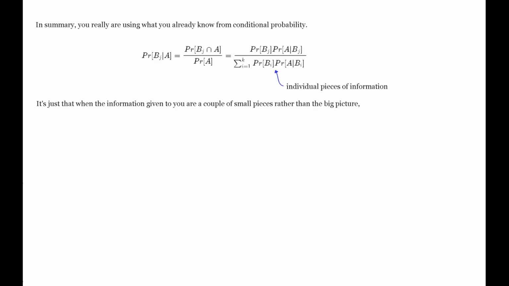In summary, you really are using what you already know from conditional probability. The probability of Bj given A equals the probability of Bj and A divided by the probability of A. It's just that when the information given to you is a couple of small pieces rather than the big picture, you get to deduce the probability that you are looking for using the law of total probability. So simple.